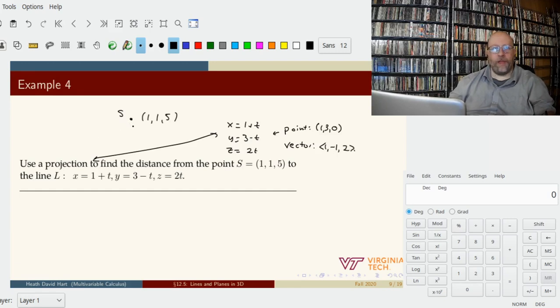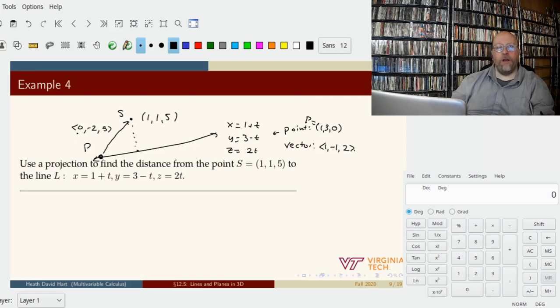Now, it would be very lucky for us if that point were right here, but chances are it's not. It's probably somewhere else. And so this vector will not capture the distance that we want. But the vector from this point P to the point S, if we start at 1 and end at 1, that vector is 0. If we start at 3 and end at 1, that's -2. And if we start at 0 and end at 5, that's 5.